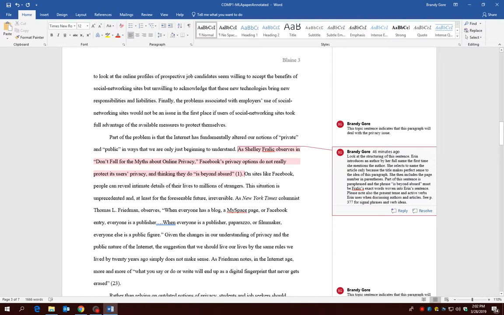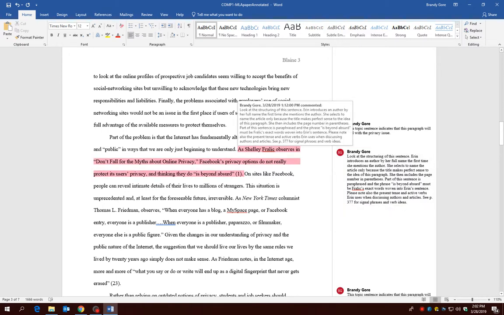Also notice that she's using an active and present tense verb right after Shelley Fralick's name. You can find information on that on page 377. You can find some example verbs and some signal phrases.